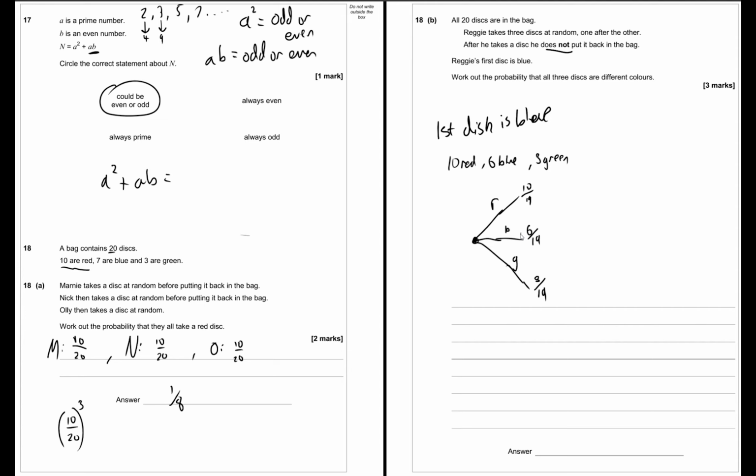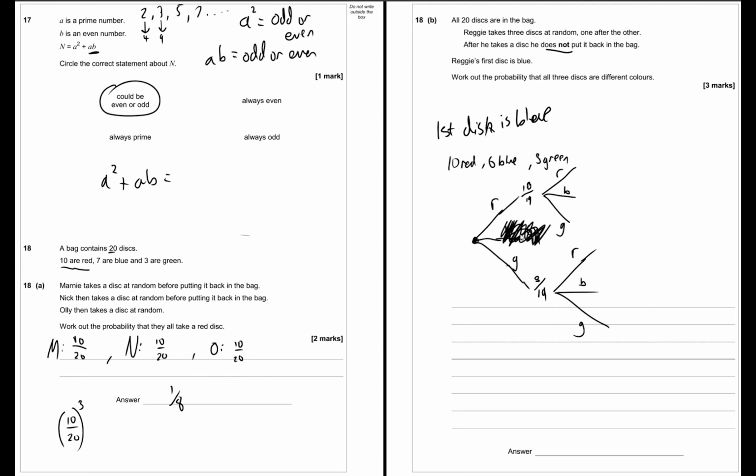Okay, so the first disc is blue. We don't want another blue disc because we want them all to be different colours. So we can actually get rid of this middle column. After we've taken a red disc, we can have 3 more choices. And then after we've taken a green disc, we can have 3 more choices. So let's do red, blue and green again, and then red, blue and green.